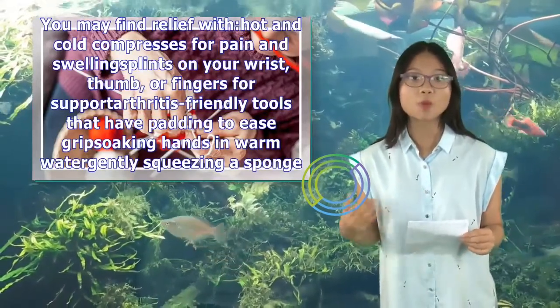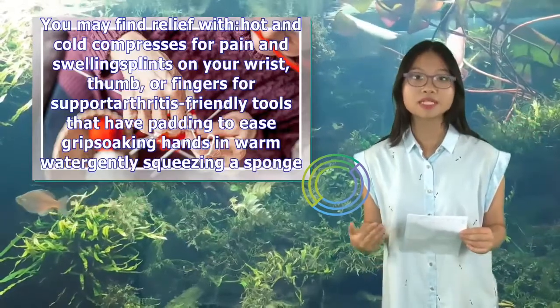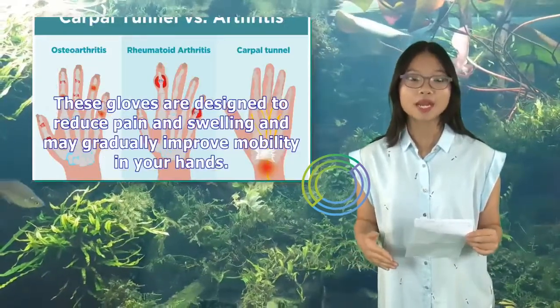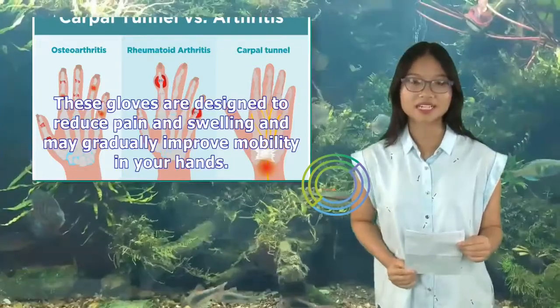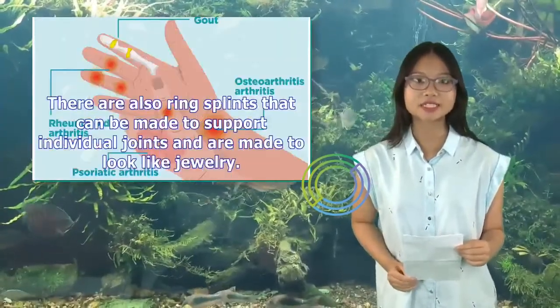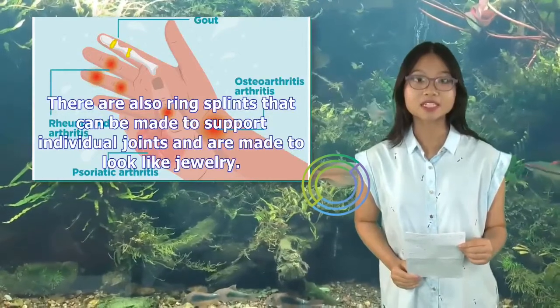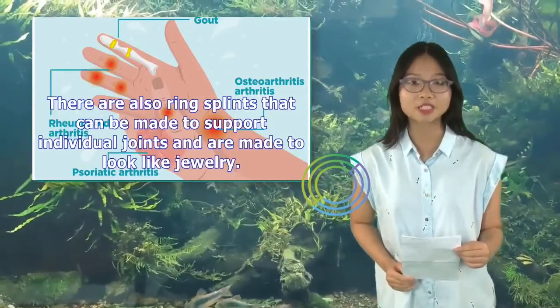Some people have found OA relief in the hands with anti-arthritis gloves. These gloves are designed to reduce pain and swelling and may gradually improve mobility in your hands. There are also ring splints that can be made to support individual joints and are made to look like jewelry.